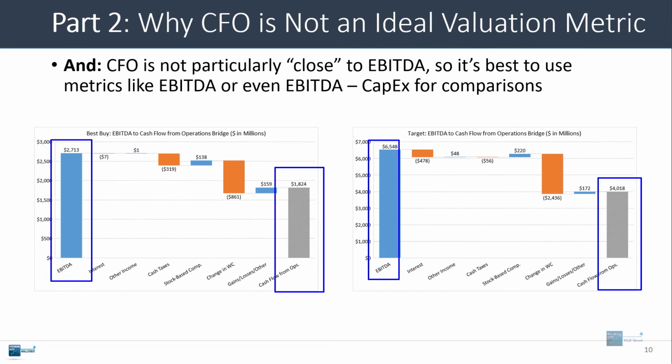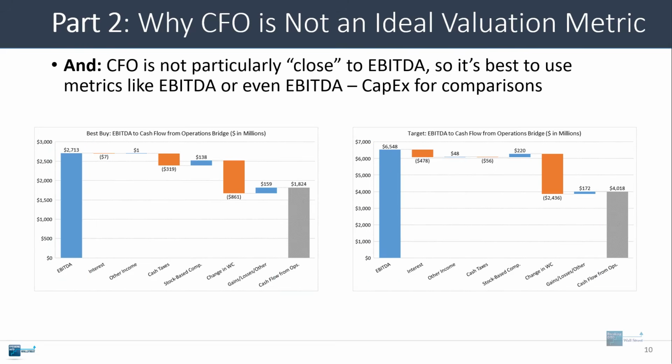And so in my view, these are not really proxies for each other at all. So if you really want a true comparison, use EBITDA, or use a metric like EBITDA minus CapEx if you want to factor in a company's capital spending. But cash flow from operations is really not the metric to use if your goal is a proper comparison between different types of companies.